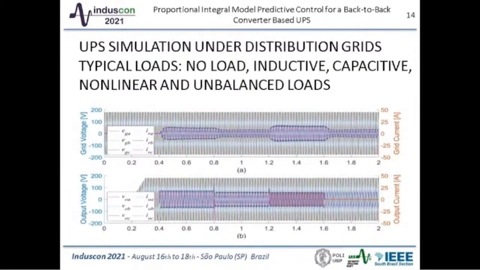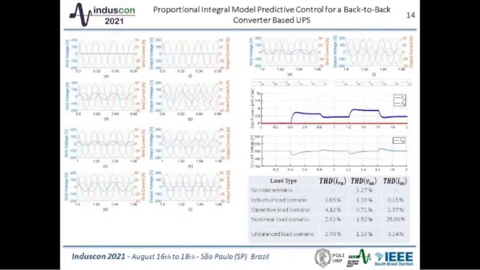The UPS simulation under typical distribution grid loads shows that during the simulation time, the grid current is synthesized in phase with the grid voltage, which translates into unitary power factor. For all loads tested, the output voltage is also synthesized with proper power quality. We can see the details in the zoomed graphs for each load. The DC bus voltage presents slight transients, quickly regulated back to nominal voltage. The active and reactive power graphs are also shown, alongside the THD table.